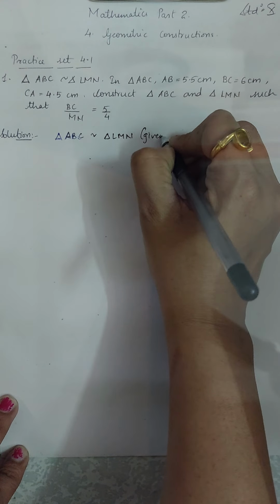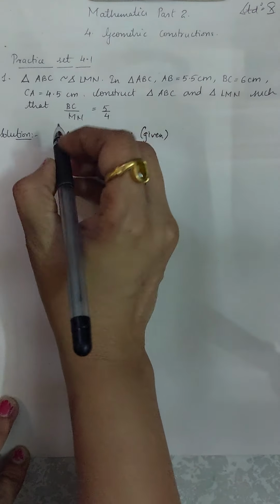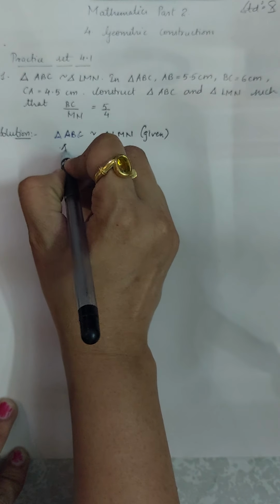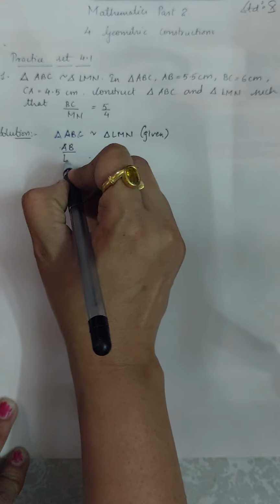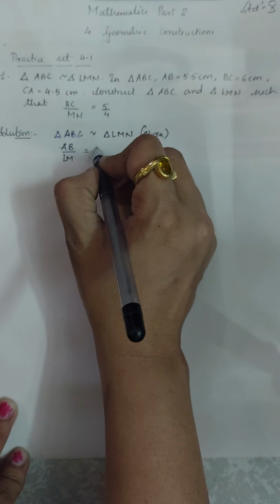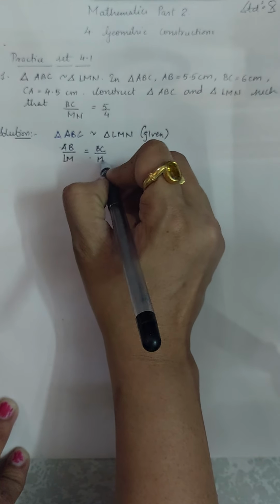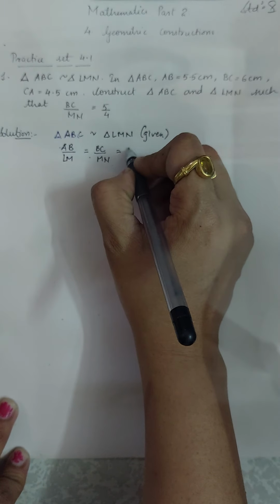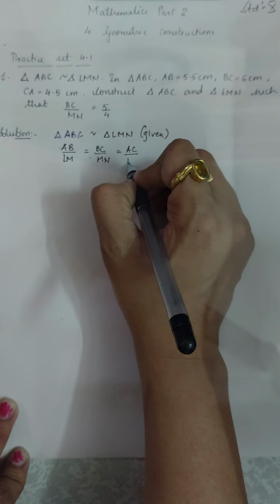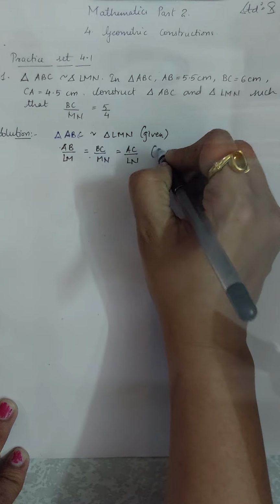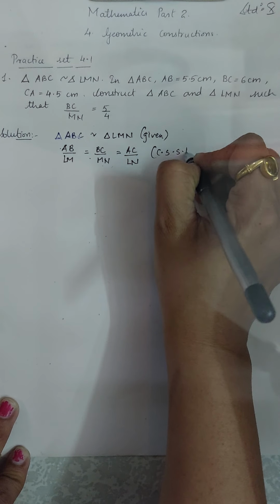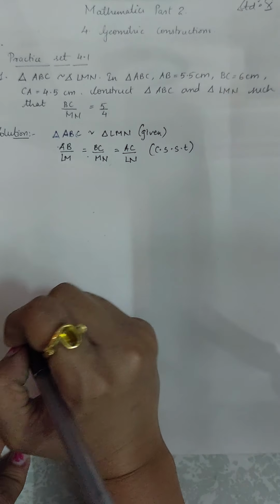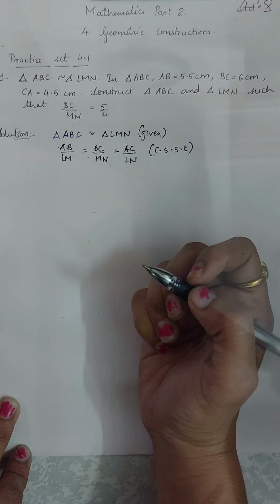Then, since these both triangles are similar, we know that when two triangles are similar, their corresponding sides become proportional. So AB upon LM is equal to BC upon MN is equal to AC upon LN. Yes, this is CSST.